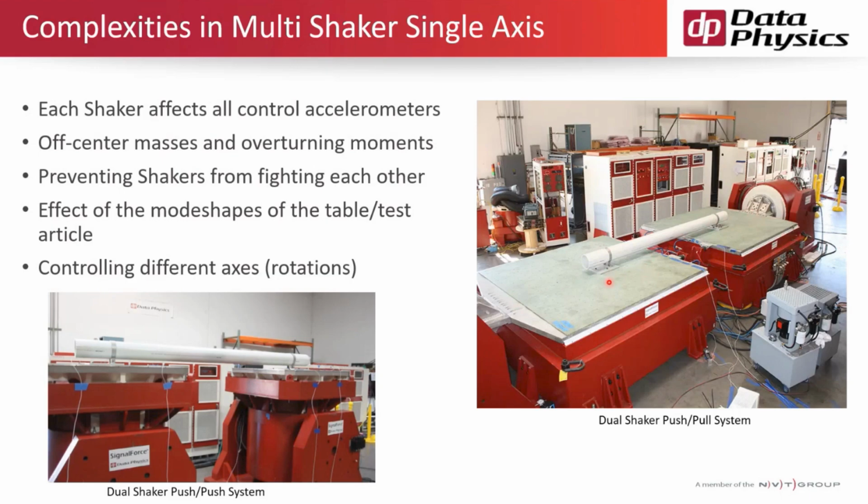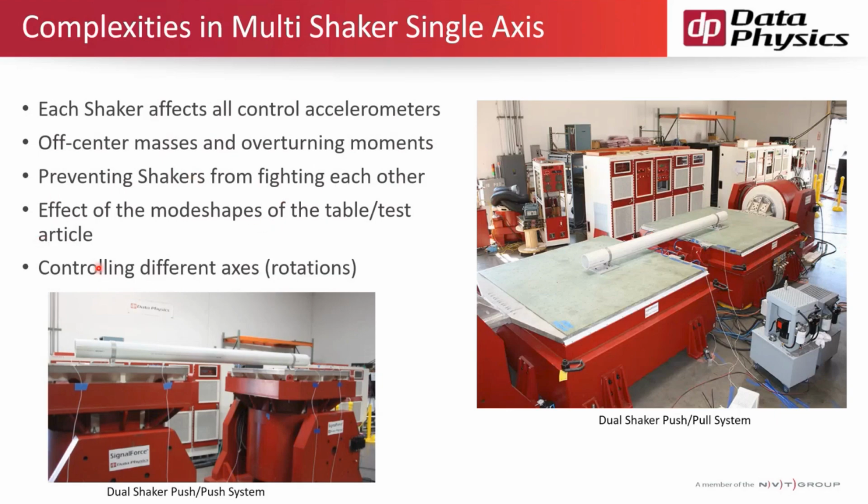For this kind of configuration, how do you prevent the two shakers from fighting each other? What happens if this shaker is pushing while this shaker is also pushing? They would generate a force that is equal and opposite and cancel each other out. So how do you prevent that from happening? That can cause a lot of damage to your shaker, your test article, or your amplifiers if that happens and goes uncontrolled.